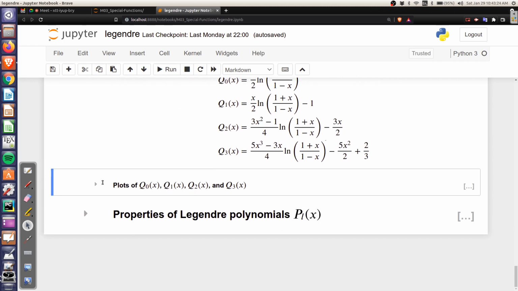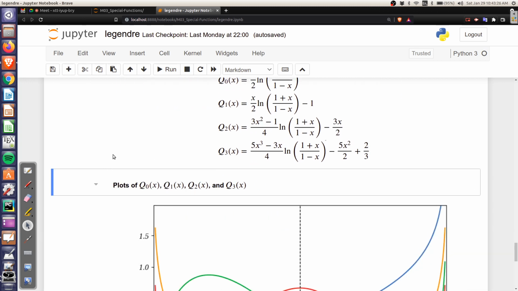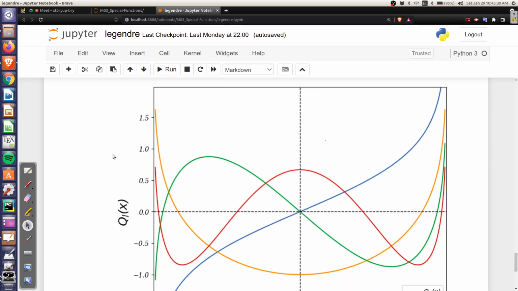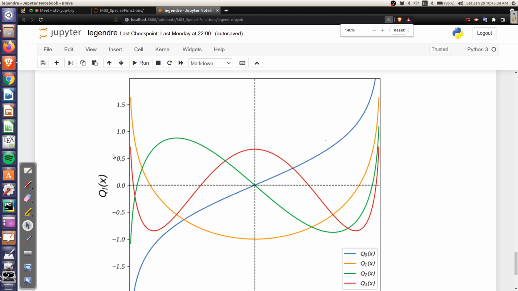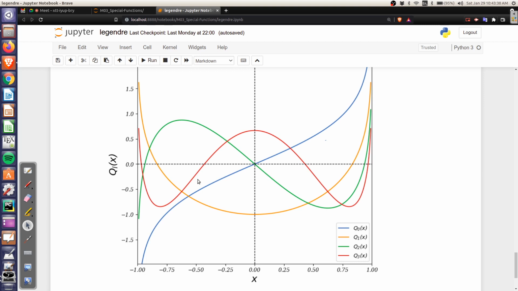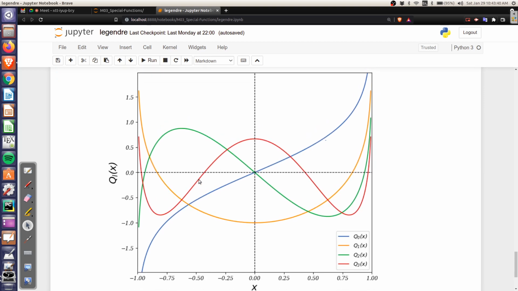Let me show you the plots that I have over here. So these are some of the plots. Let me reduce the size so that you can see it better. These are the plots of the functional forms, and as you can see here, the power series converges. You see this x value lies between -1 and +1. It converges between -1 and +1.